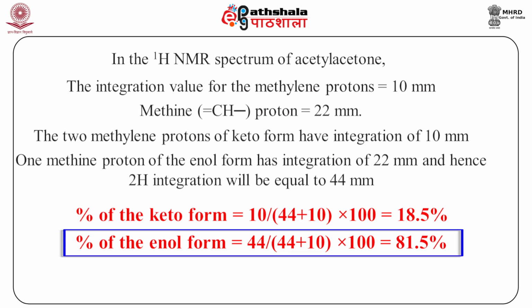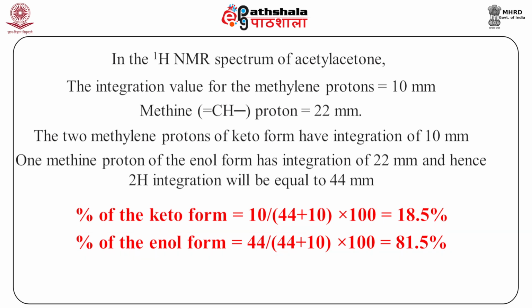However, for the enol form, we can calculate it like 44 divided by 44 plus 10 into 100, that becomes 81.5. Thus, we can easily see that the concentration of enol form is equal to 81.5%.